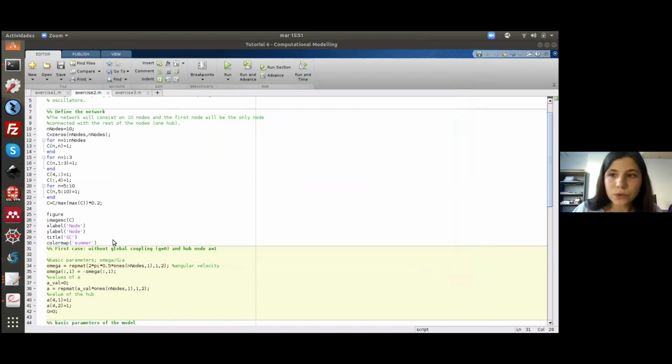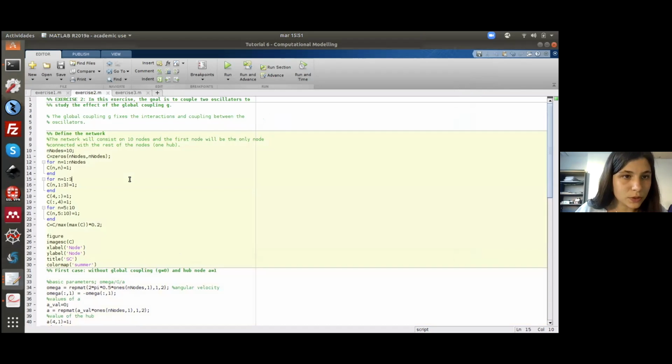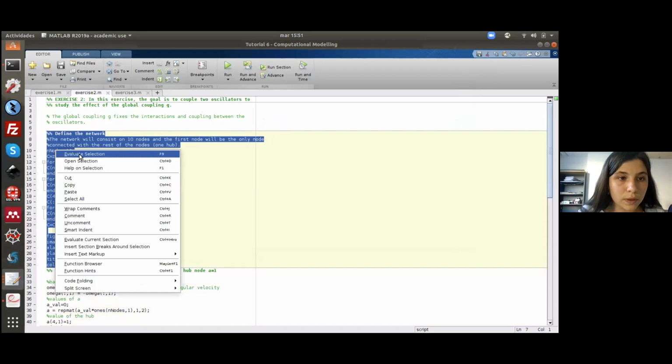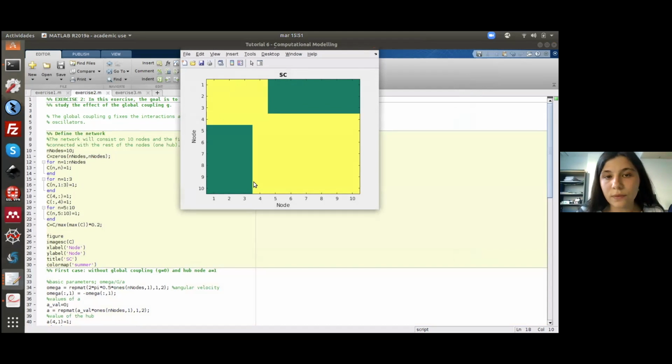Okay, so here we have the second exercise. This is the same script that you have in the virtual machine. As Manel said, first of all, we are going to define the network. This network will be very simple. It consists of 10 nodes, and if you run only this part of the code, you can see that we have indeed the matrix that Manel explained with 2 modules and 1 hub.